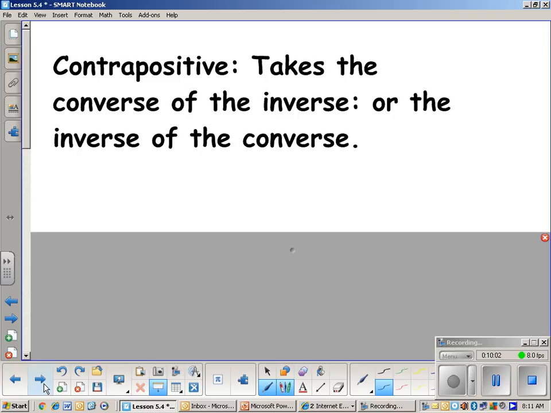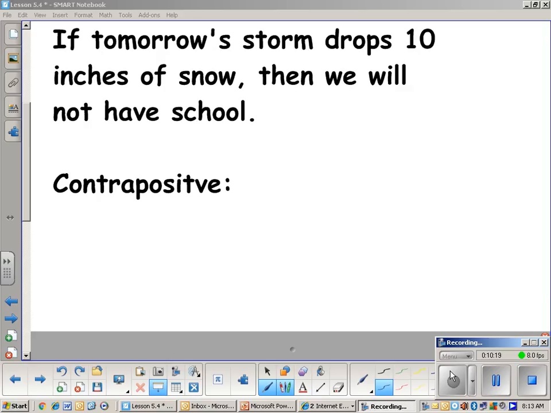Contrapositive. The contrapositive takes the converse of the inverse or the inverse of the converse. Either way, however you want to look at it, it gets you the same place, the contrapositive. Again, you don't have to recopy down the statement if tomorrow's storm drops 10 inches of snow. We already have that in our notes. The contrapositive says we take the converse of the inverse. Or you can think of it as the inverse of the converse.